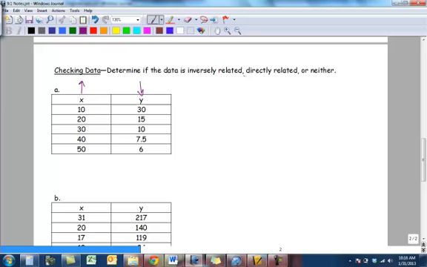Directly is out, right? This is not going to be directly because x is going up and y is going down. So the question is, is it inversely? Now, let's talk about this first term and find k. So y equals k divided by x. In this case, 30 equals k divided by 10. K is 300.